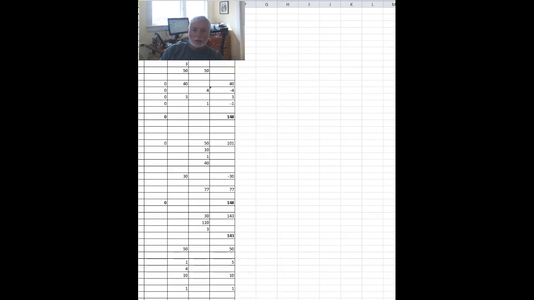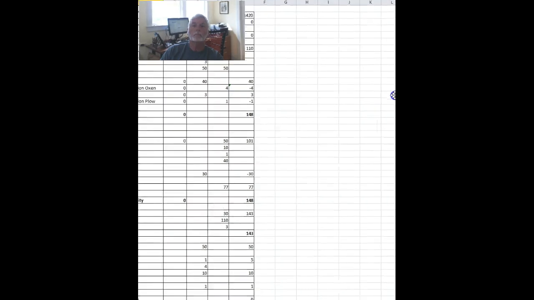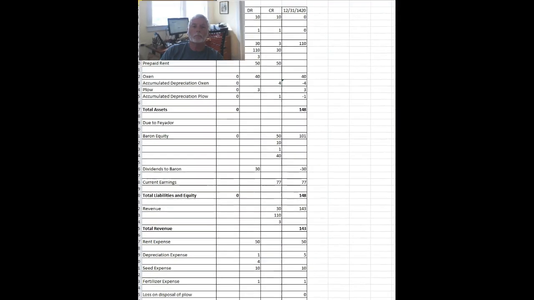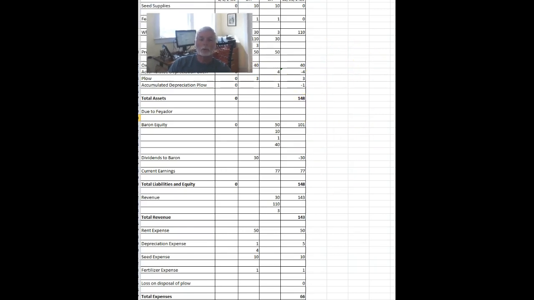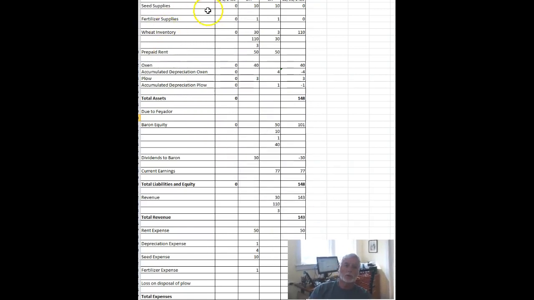The trial balance for Jules looks like this. So, move this out of my way here. So we've got seed supplies. He started with 0. He received 10. He used 10. He has 0 at the end. Fertilizer, he started with 1. He used 1. At the end, he has 0.